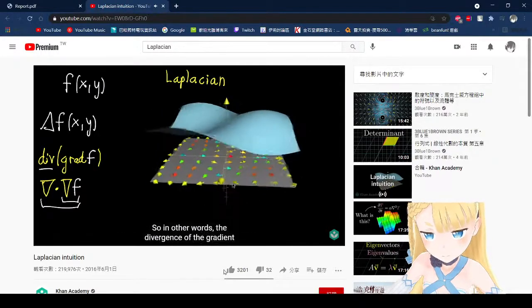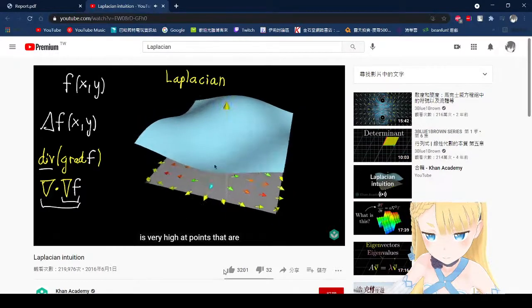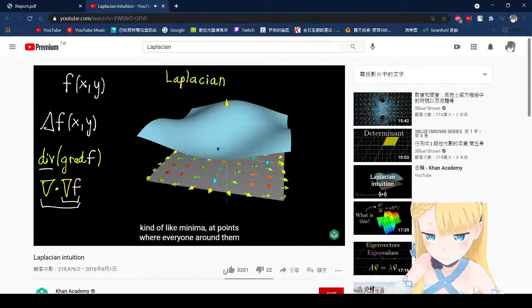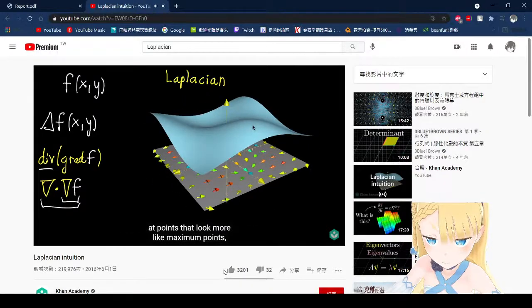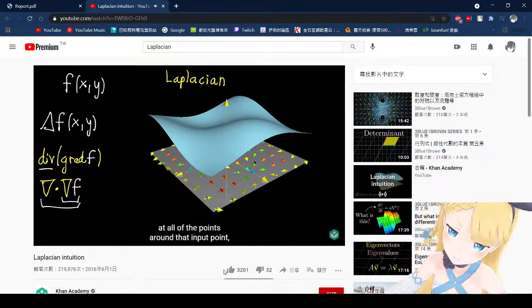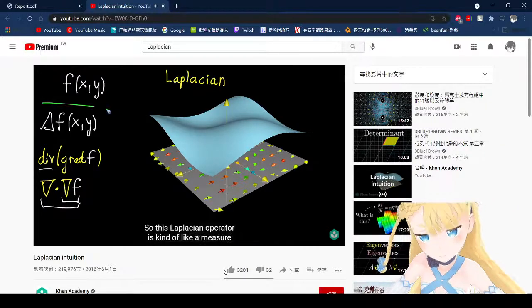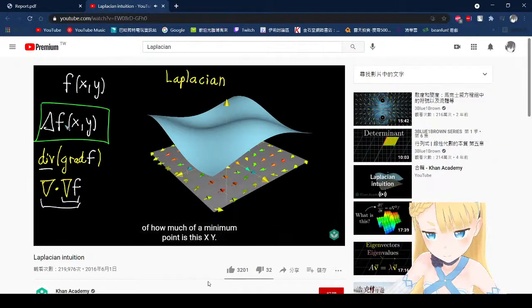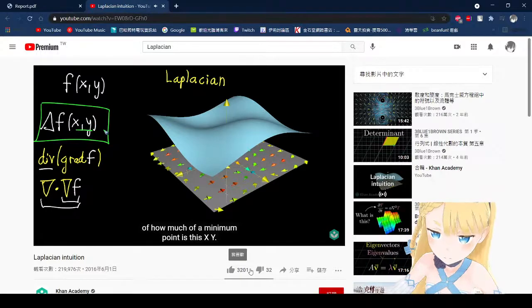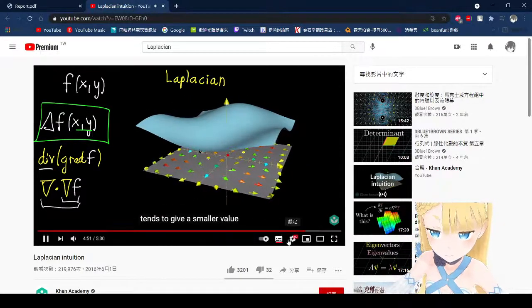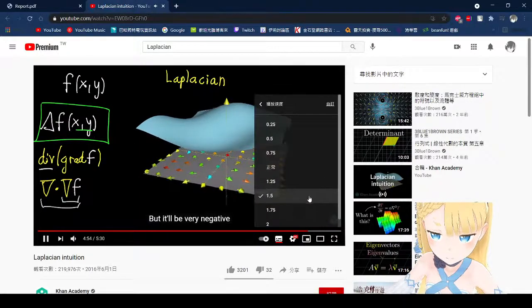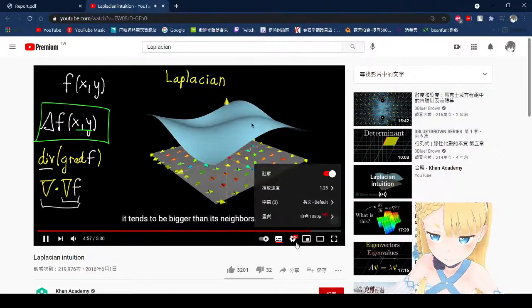So in other words, the divergence of the gradient is very high at points that are like minima, at points where everyone around them tends to be higher. But the divergence of the gradient is low at points that look more like maximum points, where when you evaluate the function at all of the points around that input point, they give something smaller. So this Laplacian operator is like a measure of how much of a minimum point is this x y. It will be very positive when f evaluated at that point tends to give a smaller value than f evaluated at neighbors of that point. But it'll be very negative if when you evaluate f at that point, it tends to be bigger than its neighbors.